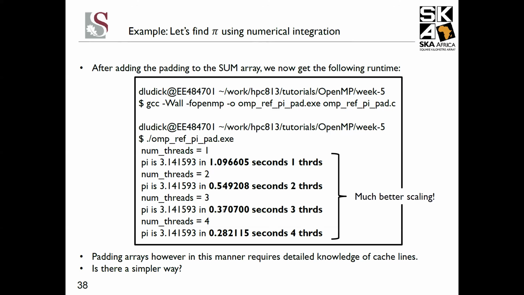But this is quite a low level fix. Sure, you need to figure out how your cache lines look. You need to know what the L1 cache size is. It's not something very trivial. So we need to figure out: is there perhaps a simpler way in which we can do this? And the nice thing is, yes, there is.